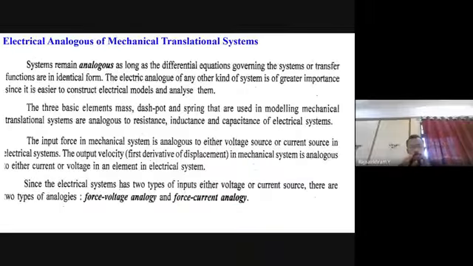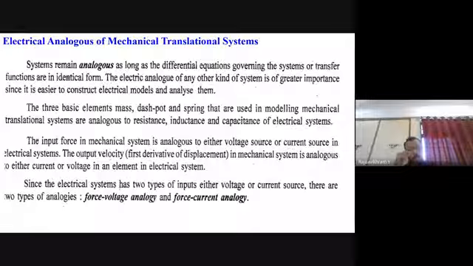So from this, our main topic is the electrical analogous of mechanical translation systems. What we are going to discuss in the coming slides is that a mechanical system will be given, and you have to draw the electrical equivalent circuit for the mechanical translation system. That is the meaning of electrical analogous of mechanical translation system. A mechanical translation system consists of three components: mass, spring, dashpot. A mechanical system will be given to you, and you have to draw the equivalent electrical circuit for it.